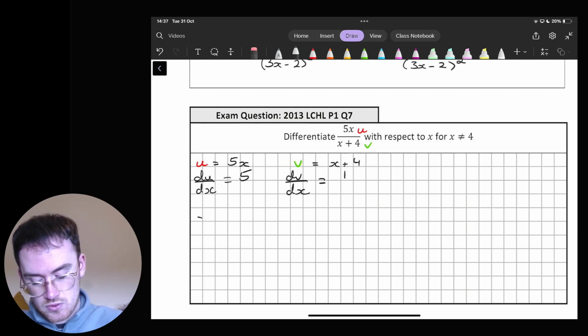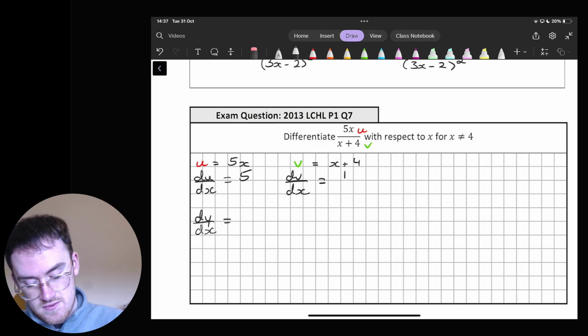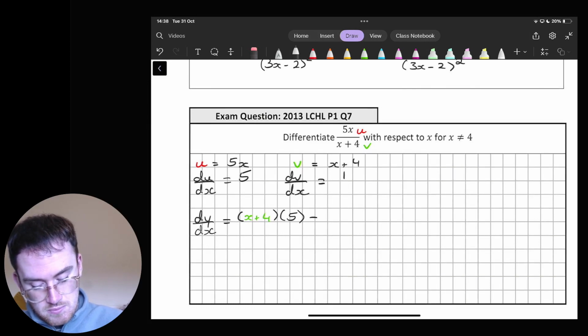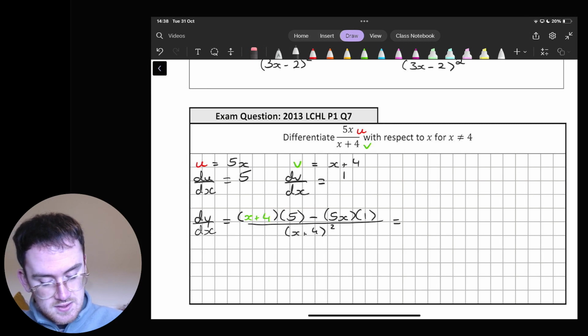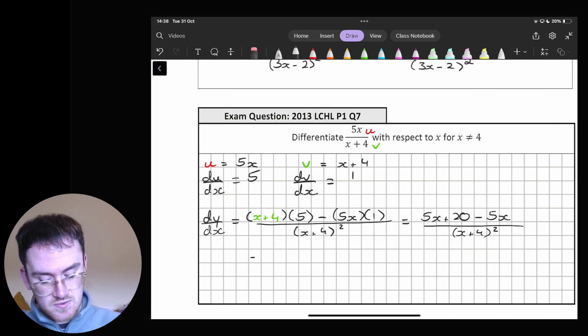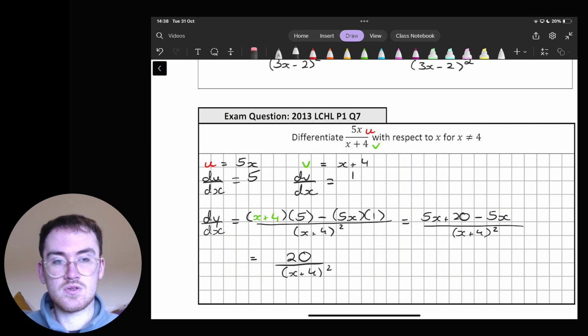Applying my rule as before, for dy dx we start off with v. v is x plus 4. So follow your rule here for yourself. So v du dx is just 5, minus u dv dx, all over v squared, x plus 4 squared. That gives me 5x plus 20 minus 5x, all over x plus 4 all squared. And we can simplify that down to just give me 20 over x plus 4 all squared as our end result.